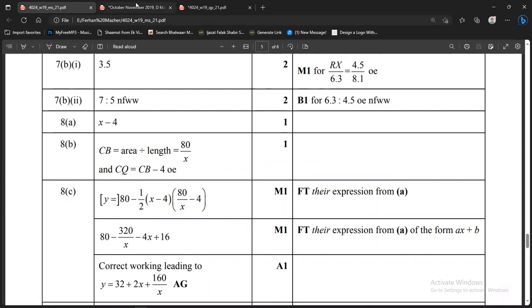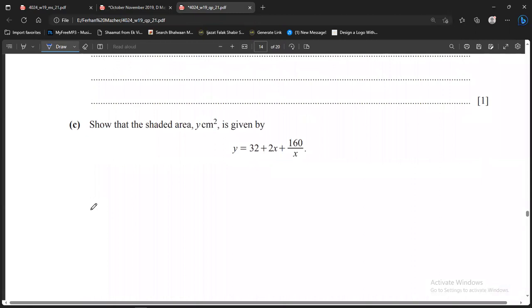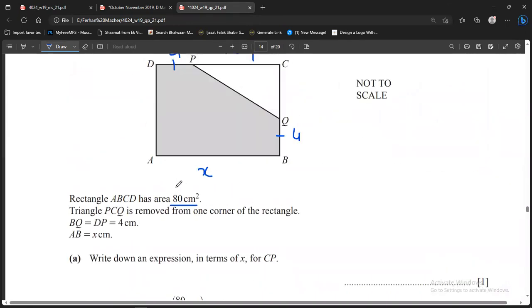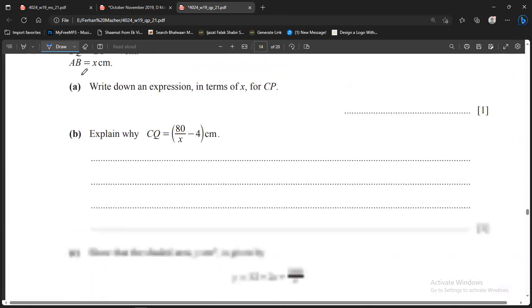CB minus 4, that is 80 by x. Our answer is right, we have to explain. Then he says, show that the shaded area, y centimeter square, is given by... So what is the shaded area? This is the shaded area. So find the area of this big rectangle. From there, subtract the area of this triangle, and you will have the shaded area.